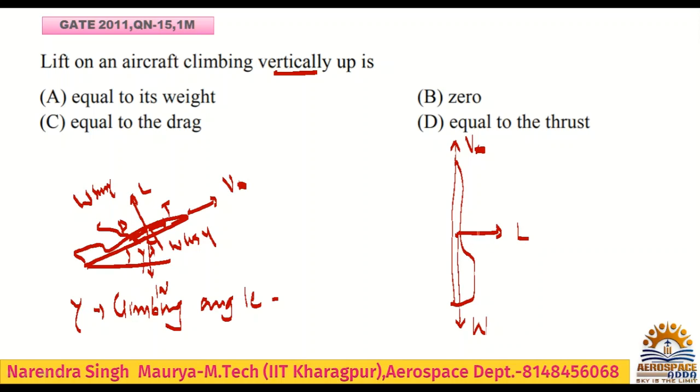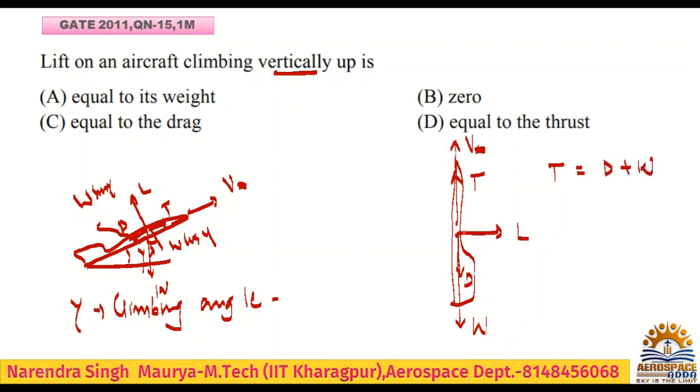But here it is vertically up. So this is the forward motion. Just opposite to this forward motion, we will have the drag force. And in the forward direction, what will be the force? Thrust, because it will propel the body in the forward direction. Forward means upward, it is mentioned vertically upward. So what is the relation here? T is equal to D plus W.